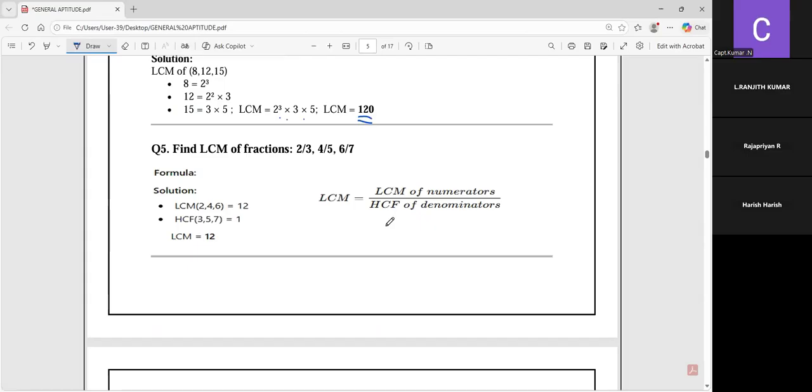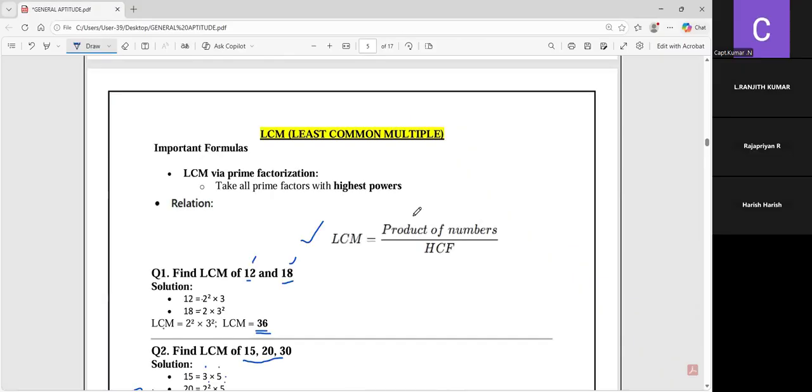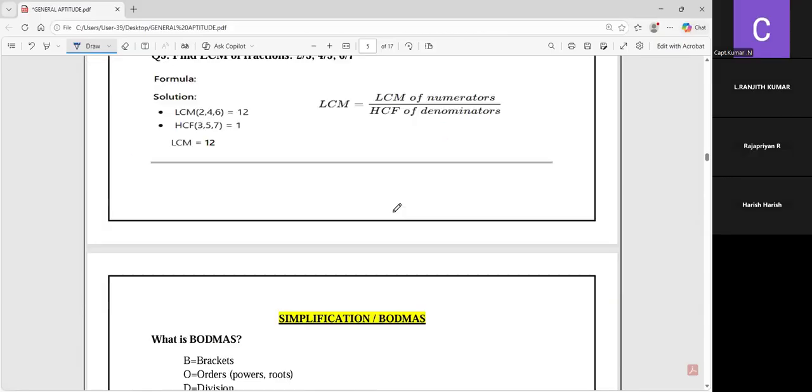Last type, find the LCM of fractions. Note down, it's a fraction: 2 by 3, 4 by 5, 6 by 7. For the LCM of the numerators 2, 4, 6, the HCF of the denominators 3, 5, 7. From this combination, we take the LCM on top and the HCF below. So these are important types of problems we have for LCM and HCF.